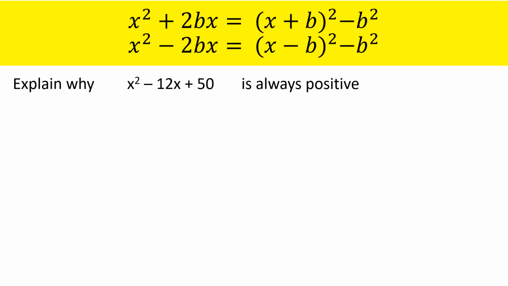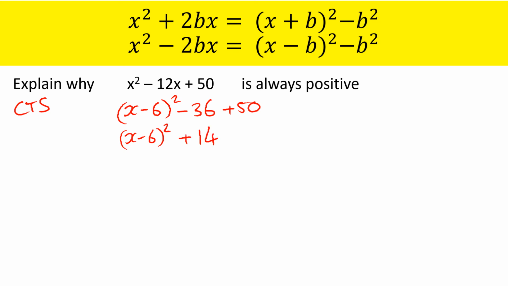So, explain why this is always positive, and we're going to do it by completing the square. So, we'll do that. x squared minus 12x goes to x minus 6, halve it, squared, take away 6 squared. Don't forget we've got a plus 50 on the end there as well. There's no equals here, so we're not going to solve this. We're just going to simplify and see what we've got. So we have got x minus 6 squared plus 14. We can't really go any simpler than that. If we expand it, we'll just be back where we started.